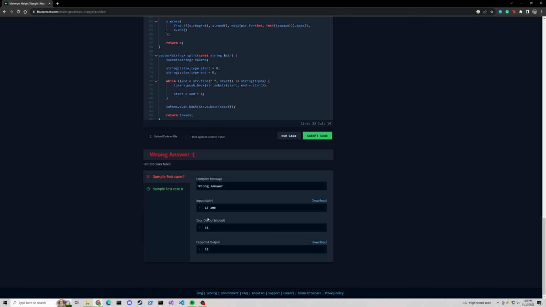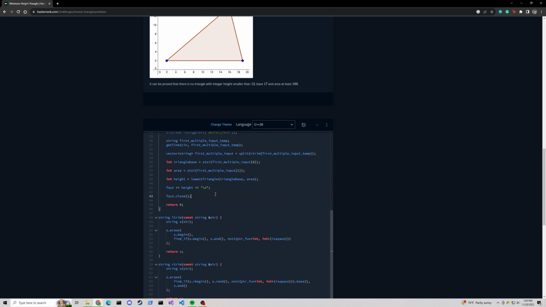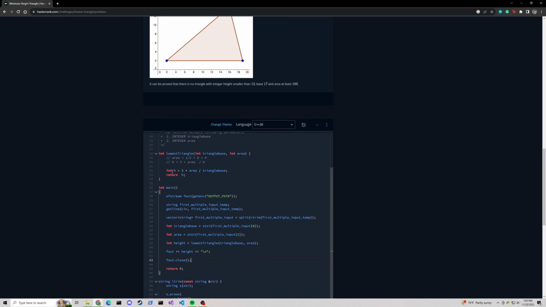But you see, if the values are like 17 and 100, our output is expected to be 12, which means we may have to round up, and we are probably rounding down. So let's do a ceil. So this will round up to the nearest integer.